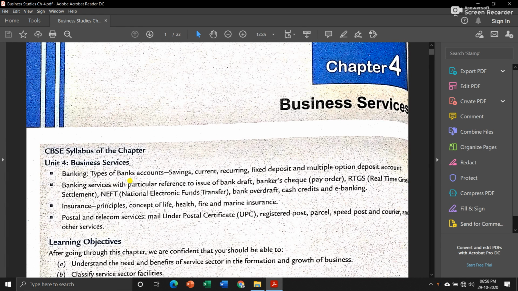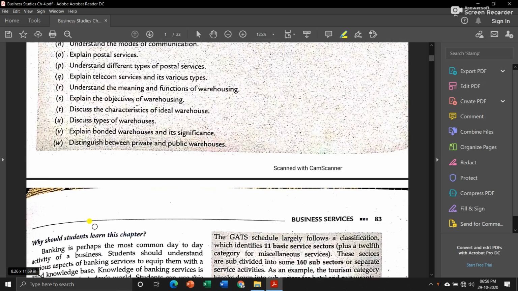Hello everyone, today we will start chapter 4 of business studies, and the name of this chapter is business services. In this chapter we will learn about banking, what kind of services a bank provides, then insurance. These two are the most important business services. So let us start this chapter.